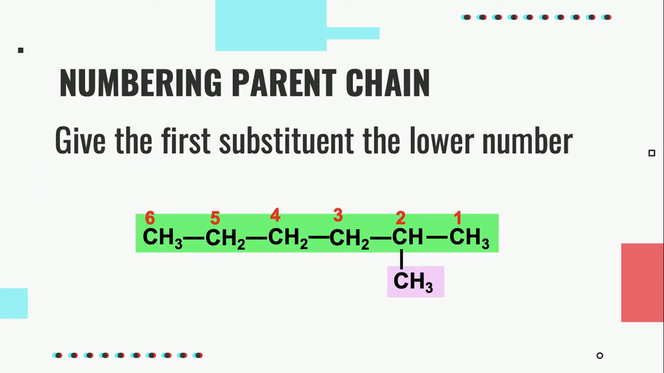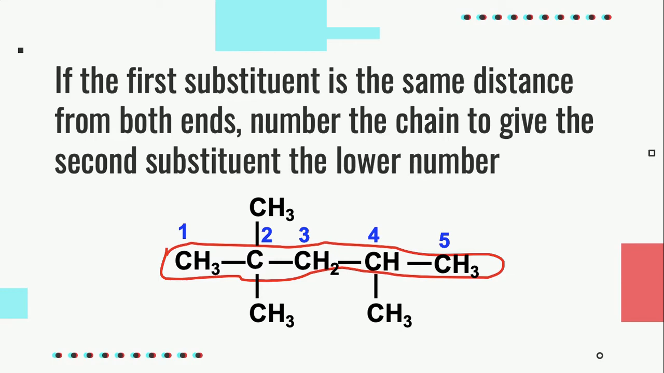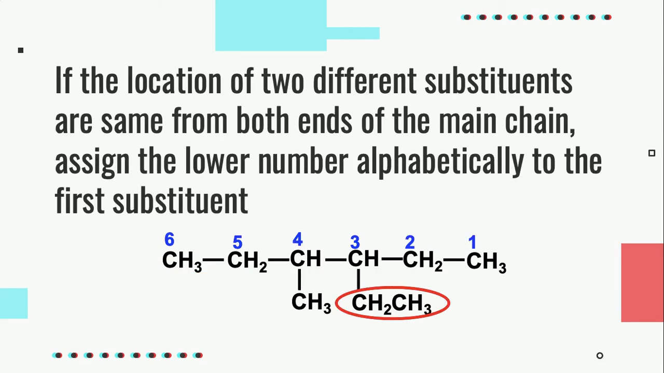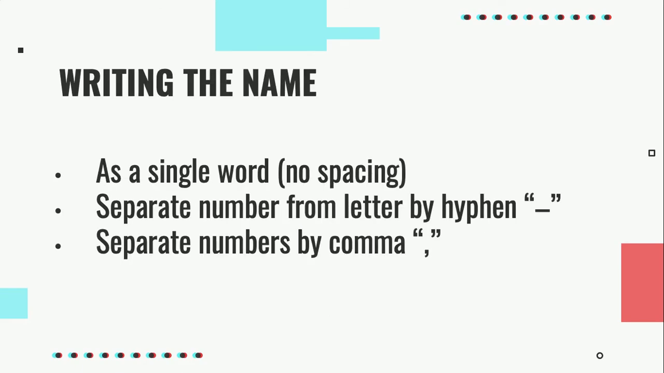In numbering the parent chain, the lower number should be given to the first substituent. If the first substituent is the same distance from both ends, number the chain to give the second substituent the lower number. If the locations of 2 different substituents are the same from both ends of the main chain, assign the lower number alphabetically to the first substituent.